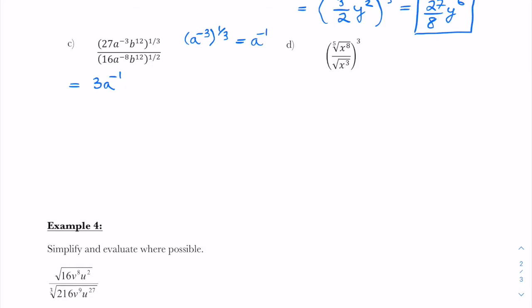In a similar way, we do the same thing for b. So b to the exponent 12 raised to the 3rd gives you b to the exponent 4. Now in the denominator, we're basically taking the square root of everything. The square root of 16 is 4. A to the negative 8 to the exponent of a half gives you a to the negative 4. It's just the power of a power rule again. And b to the exponent 12 raised to the exponent of a half gives you b to the exponent 6.